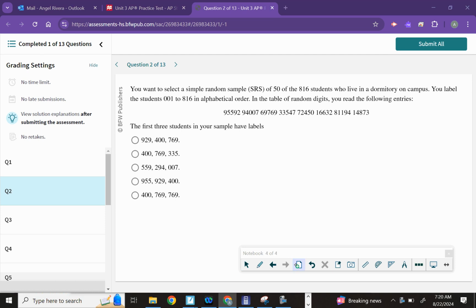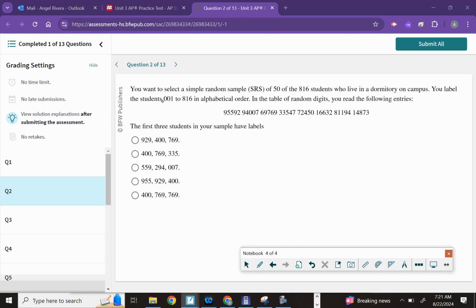Next one. So then you want to select a simple random sample of 50 students of the 816 who will live in the dormitory. You label from 001 to 816 in alphabetical order. In the table of random digits, read the following entries. And then what 3 labels. So I also like to do a process of elimination on these.